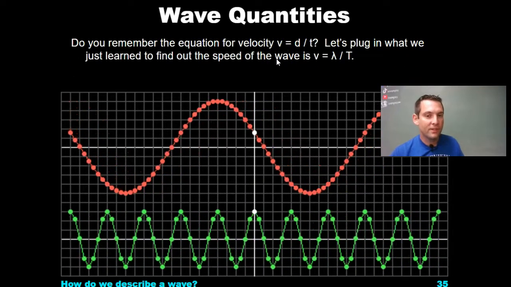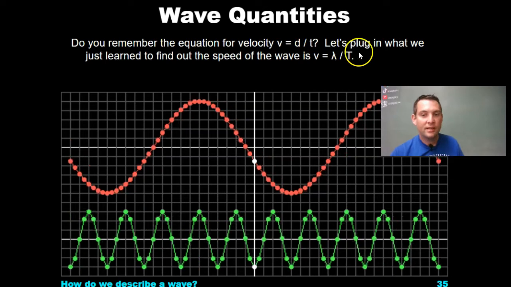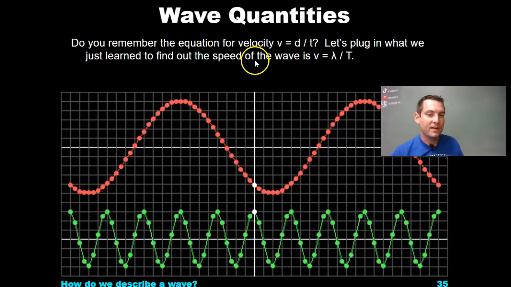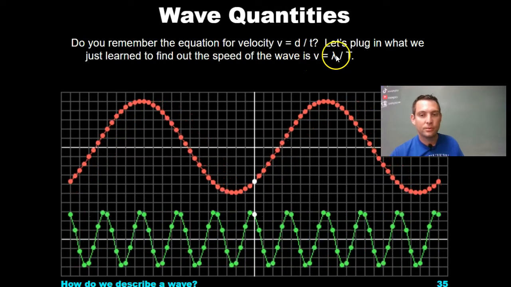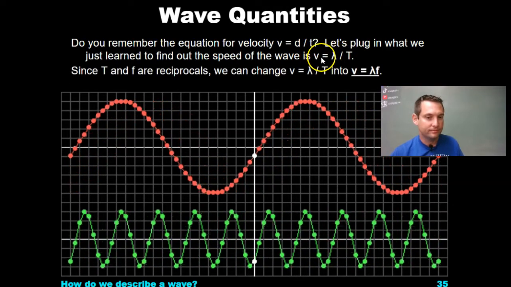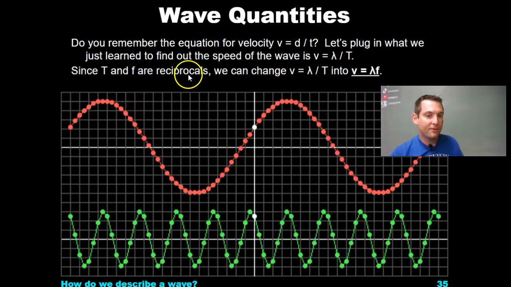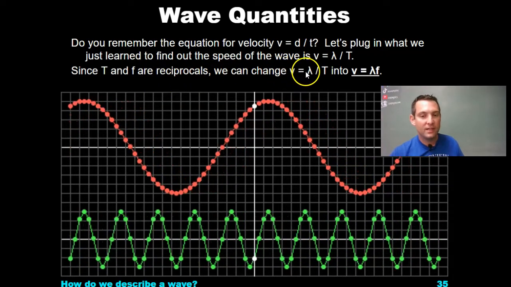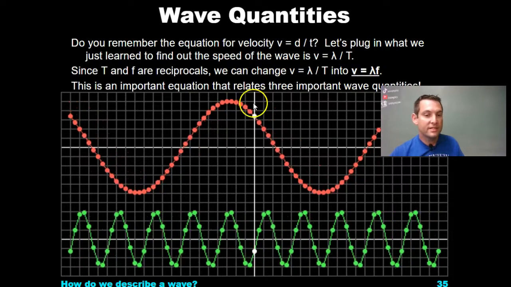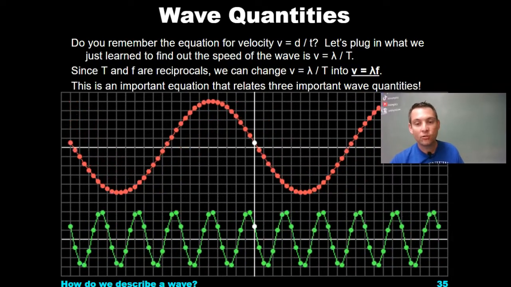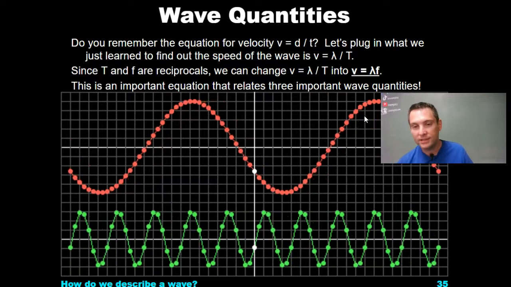Remember the equation for velocity? Velocity is distance over time. Let's plug it in to what we just learned to find out the speed of the wave. v equals lambda over T. Because T and f are reciprocals, we can change v equals lambda over T into v equals lambda f. This is an important equation that relates 3 important wave quantities.